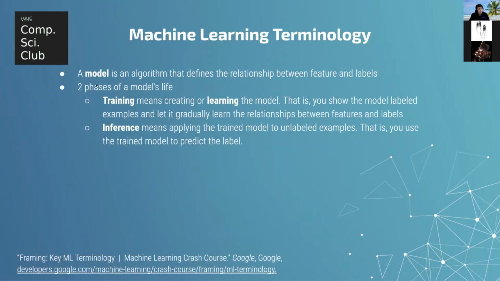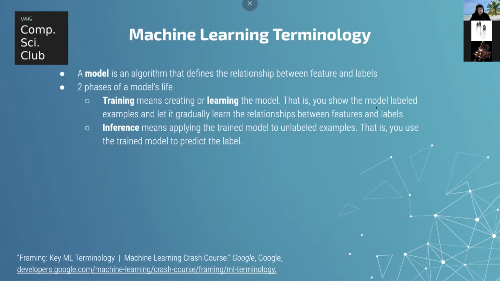The last thing is what a model is. A model is basically your algorithm, and it defines the relationships between features and labels. There are two phases inside a model's life. The first one is training, where you're creating or learning the model. You show the model the labeled examples and let it gradually learn the relationships between features and labels. The second phase is inference, which is applying your already trained model to unlabeled examples. You use the trained model to predict the label.